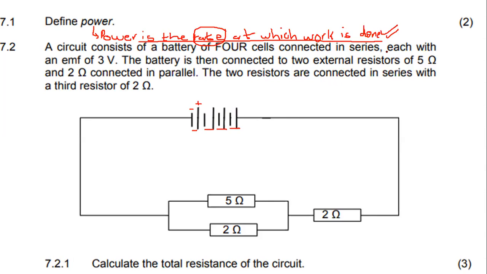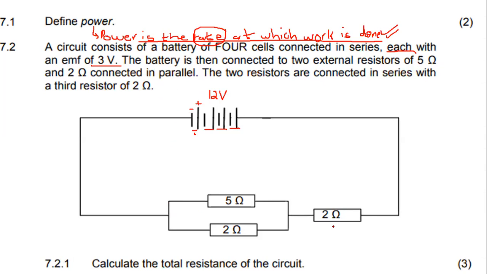And they are telling us that each has an EMF of 3 volts. In other words, this is 3 volts plus another 3 volts plus another 3 volts plus another 3 volts. When these cells are connected to each other and each is giving me 3 volts, it tells me that they are going to give me 12 volts. The battery is then connected to 2 external resistors of 5 ohm and 2 ohm connected in parallel. Definitely we can see they are connected in parallel because the current divides.